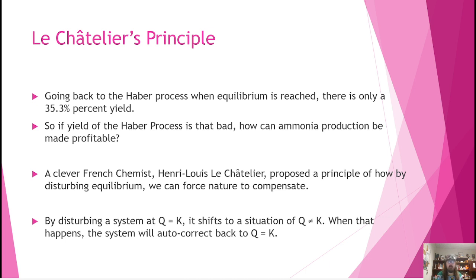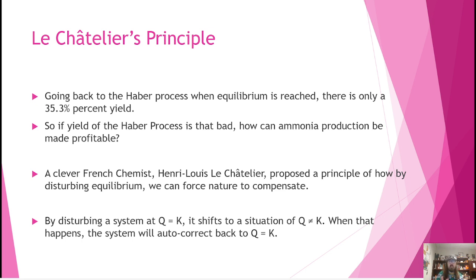And so a clever French chemist by the name of Henri Louis Le Chatelier proposed this principle of how by disturbing equilibrium we can force nature to compensate. And so the Haber process was utilization of this Le Chatelier's principle on an industrial scale.